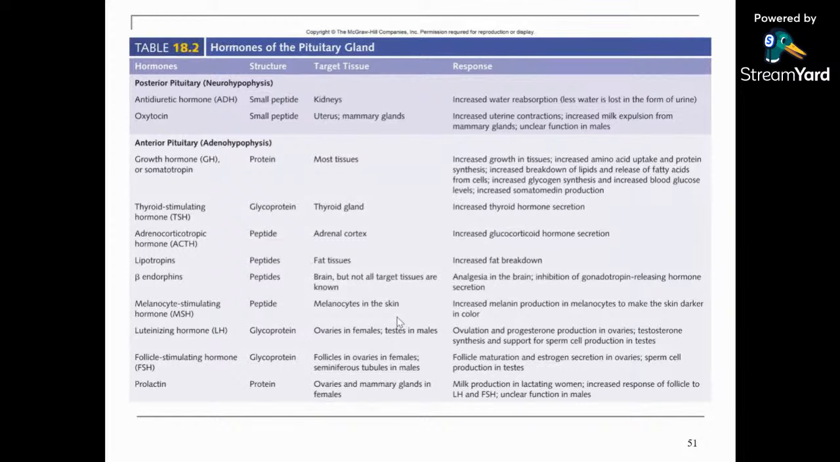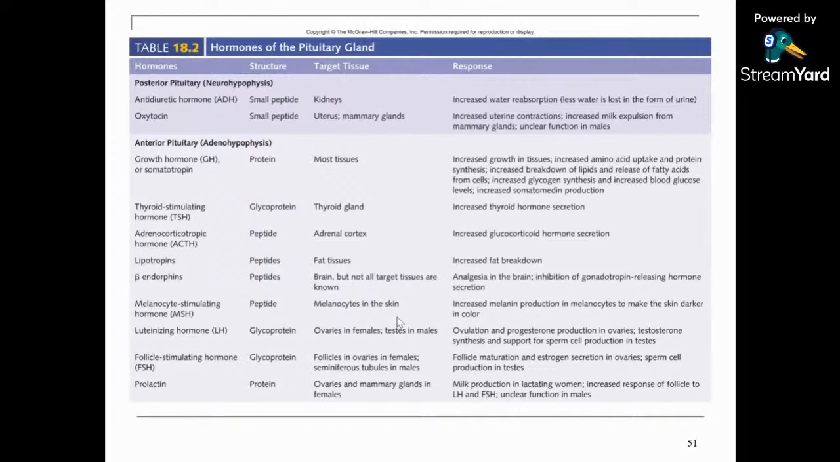Luteinizing hormone, which is a glycoprotein in nature, has target tissue of ovaries in females and testes in males. It causes ovulation and progesterone production in ovaries, and testosterone synthesis and support for sperm cell production in testes. FSH, a glycoprotein in nature, works on follicles in ovaries in females and seminiferous tubules in males. Follicle maturation and estrogen secretion in ovaries and sperm cell production in testes are the functions of FSH.